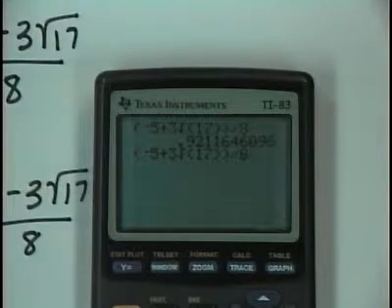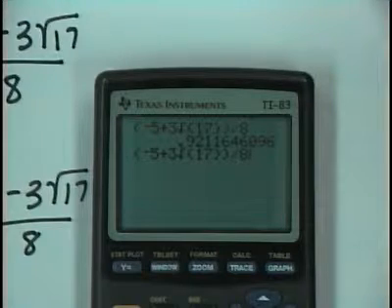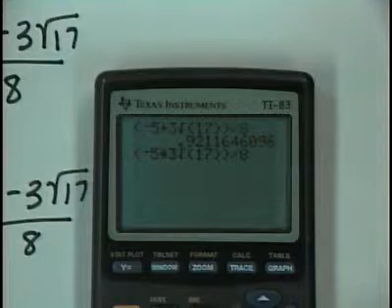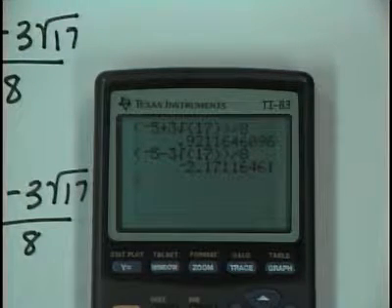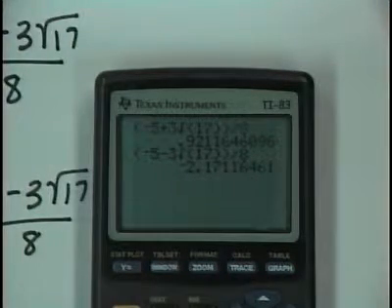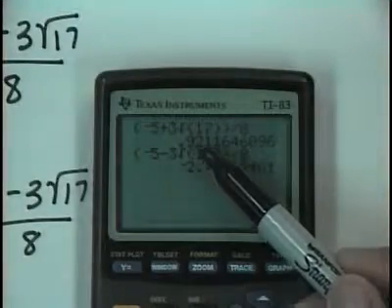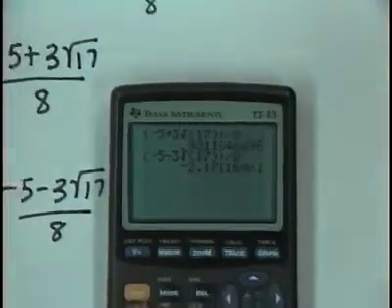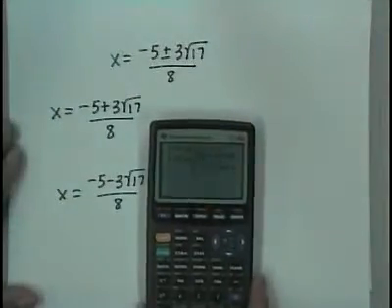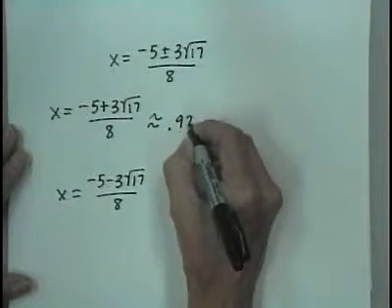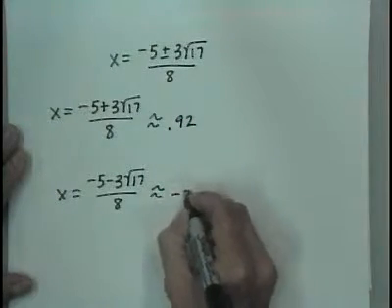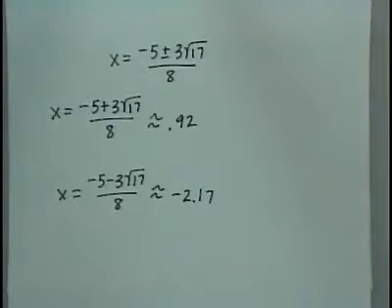To get the other solution, which is negative 5 minus 3 square roots of 17, push second and the enter button on your calculator, and it pulls back the previous entry into active mode, and you can use your arrow key to highlight the plus sign and make it a minus sign and push enter, and the other solution is negative 2.17. So we have approximate solutions, 0.92 and negative 2.17, that we can write in. The first here is approximately 0.92. The second is negative 2.17.